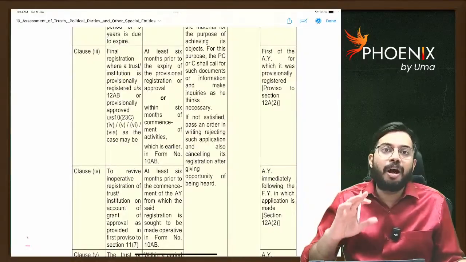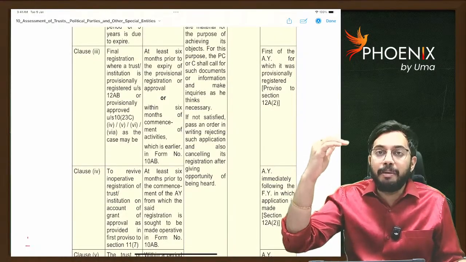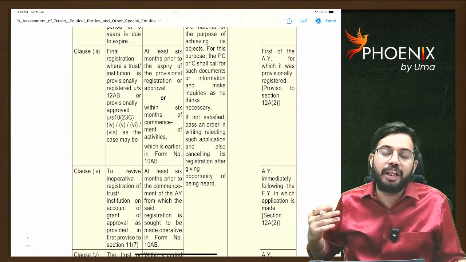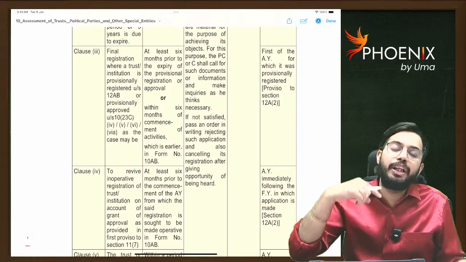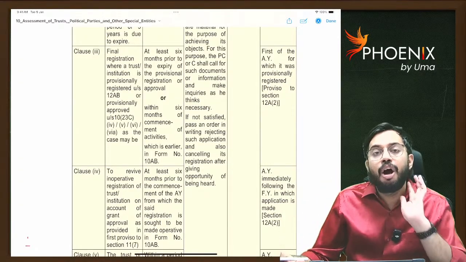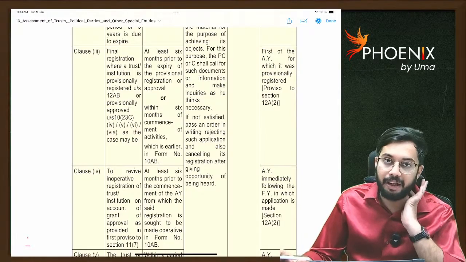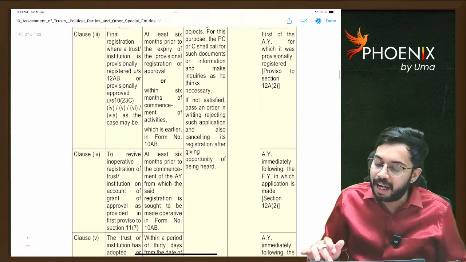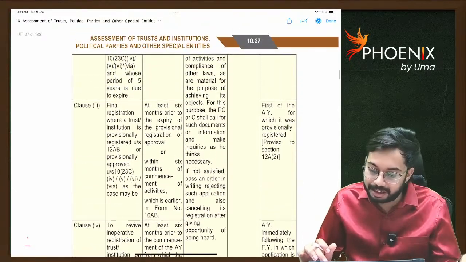Then if you apply for renewal also, the commissioner will go through the entire documentation. If he is satisfied, he will renew your registration. Otherwise, he will reject your renewal after giving opportunity of being heard. Now the renewed registration is again valid for another 5 years. Okay.